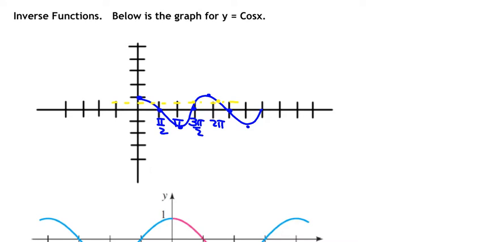Do you see where we have to restrict it to not get a repeat in the horizontal line? Any of you see it? If not, that's okay. We're going to take this piece right here, between 0 and pi, is where we're going to restrict. Once we go past that, our horizontal line test fails. It's not 1-to-1.